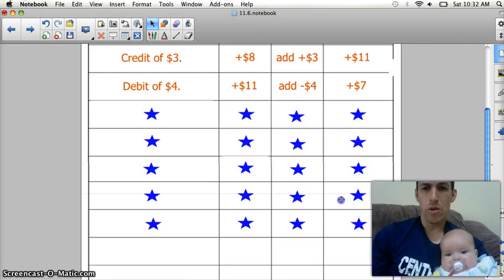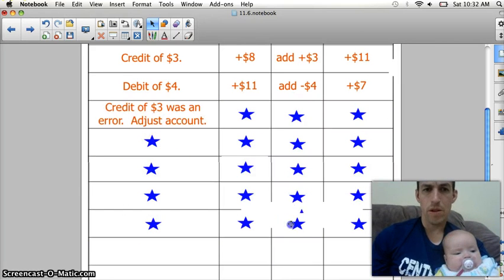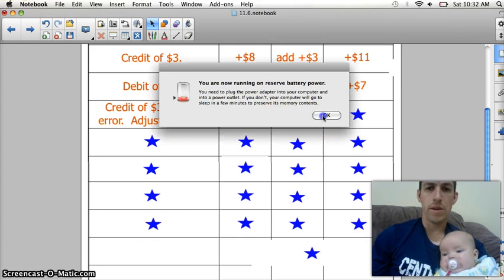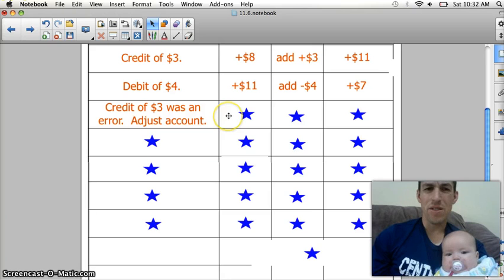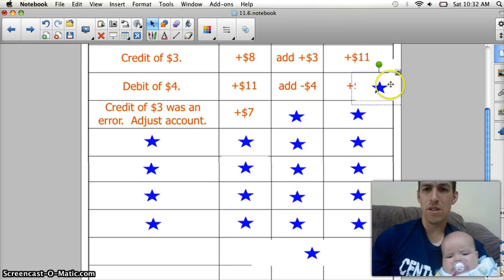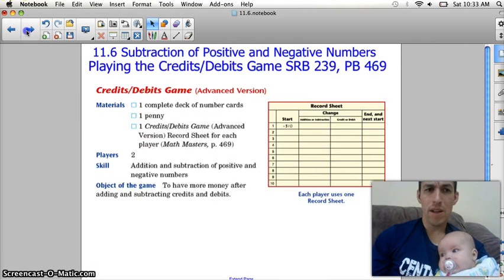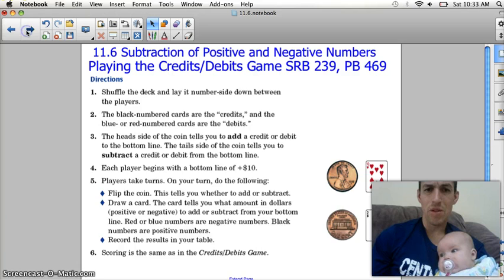But what I want to show you, sorry guys, is this. A credit of $3 was an error. Oh, I'm almost out of power. We had $3, but it was a mistake. So we need to adjust the account. So we have $7, but we need to take away, that's why it says subtract, a credit of $3, which is why we have 4. And we're going to practice this in the game in class. And you guys know this game.